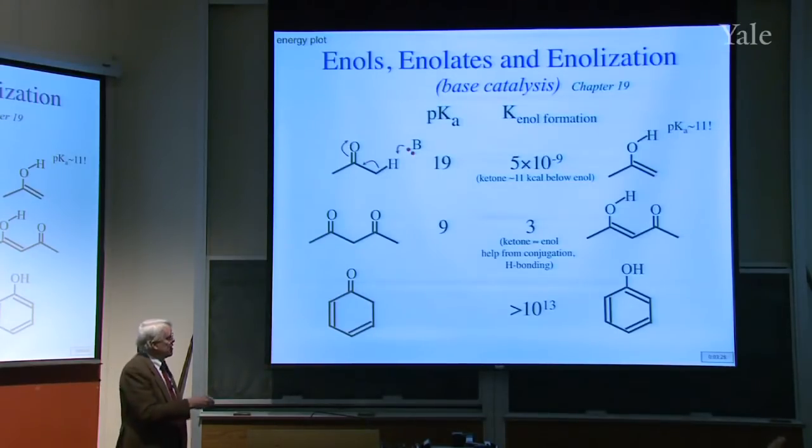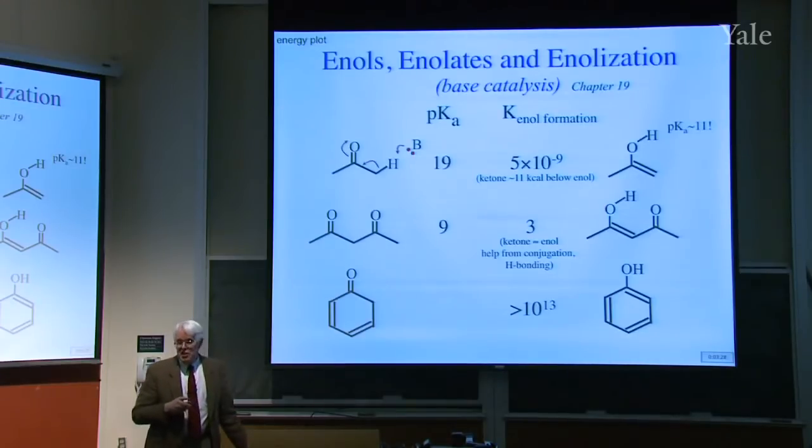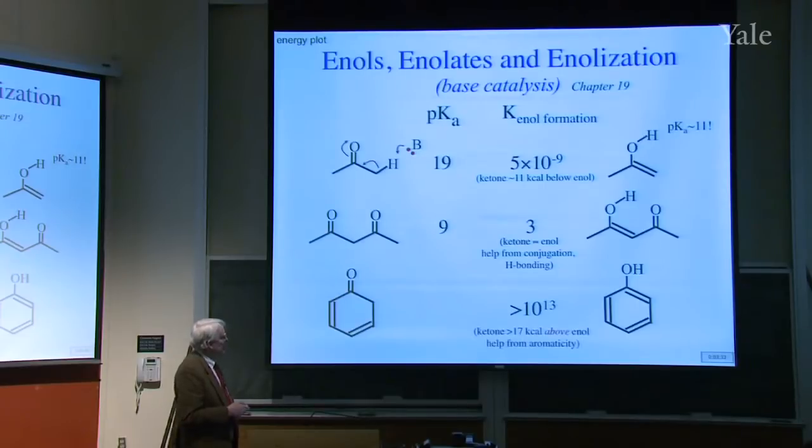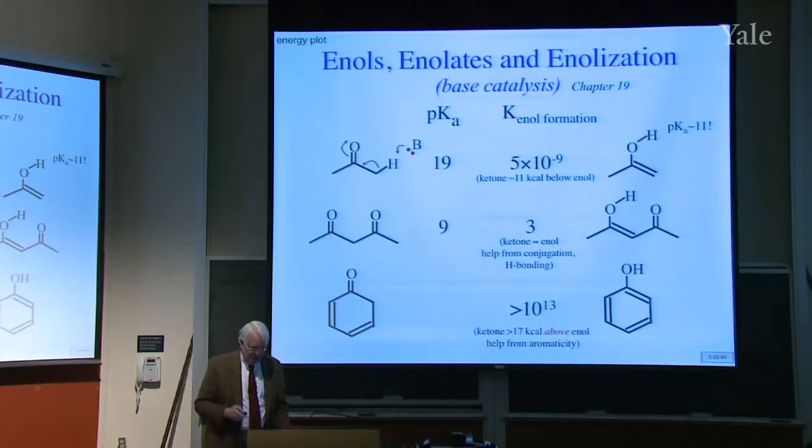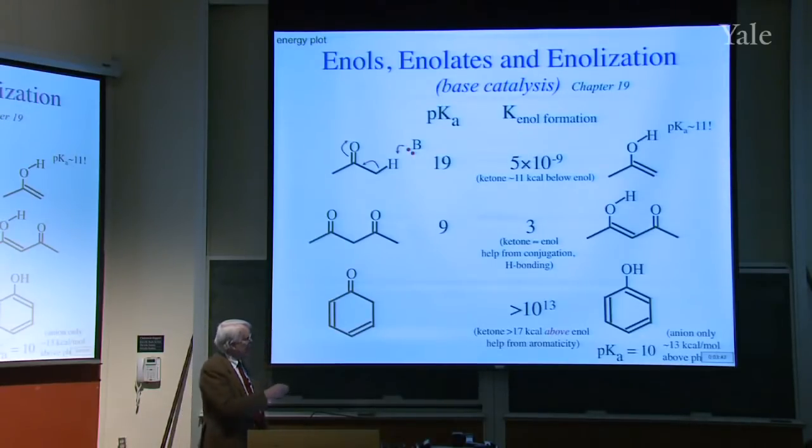Why? Because you've gained the aromaticity, that 30 kilocalories per mole that you didn't have over here. Okay, so the ketone is now 17 kilocalories above the enol. Here, the enol was 11 kilocalories above the ketone. So you have its complete range of ketone to enol. The pKa of this thing here is 10. It's the same as this, right? The anion is only about 13 kilocalories per mole above phenol. So it's very easy to lose that.